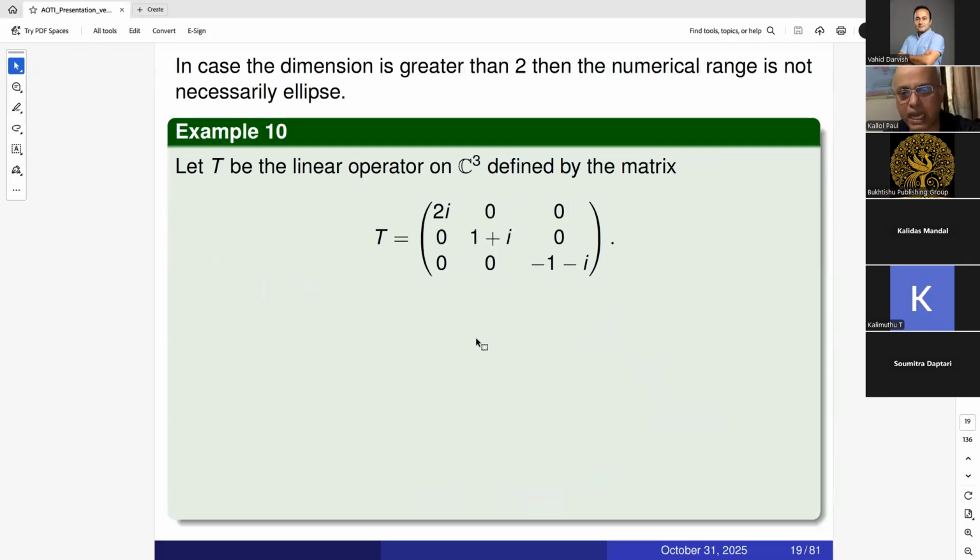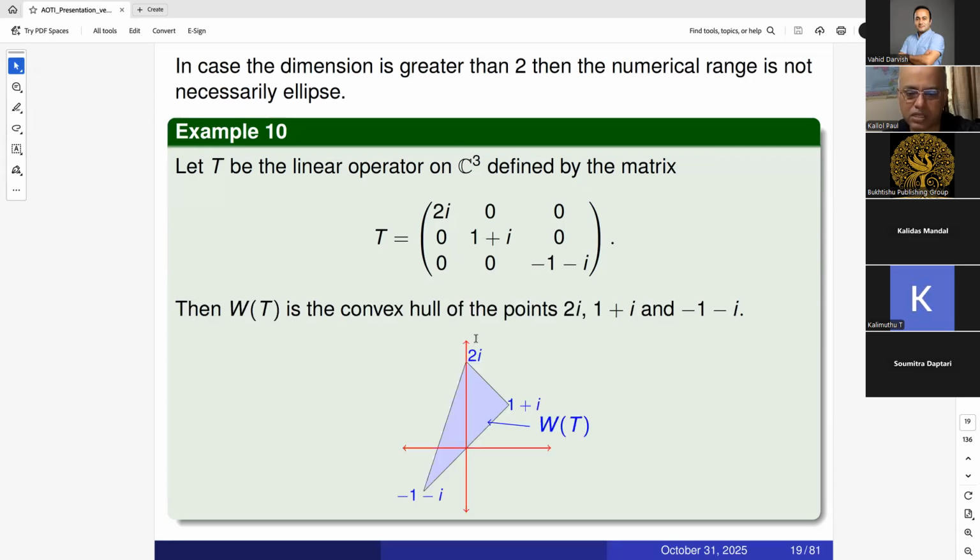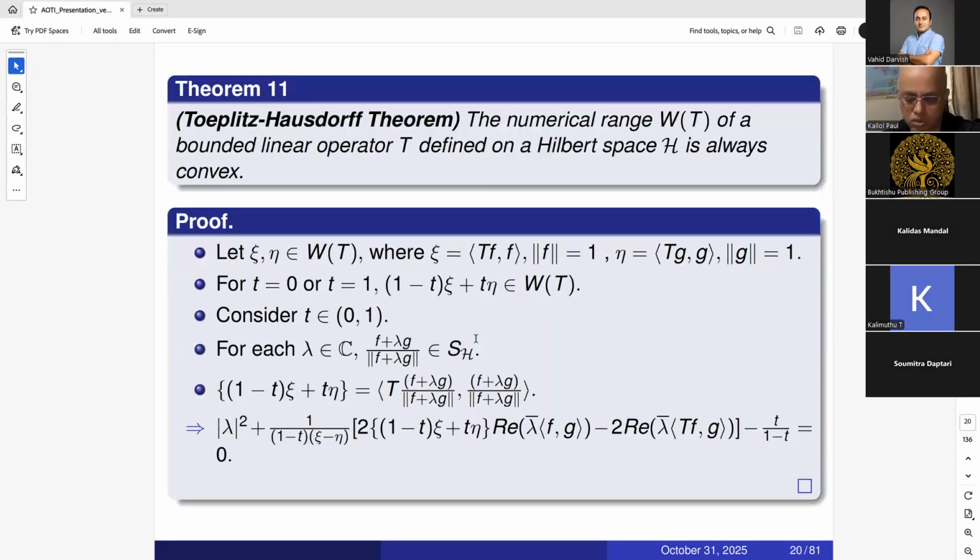So if you look at a diagonal operator like this, twice I, 1 plus I, minus 1 minus I, then it will be basically the convex combination of these 3 diagonal elements. So it will look something like this: twice I, minus 1 minus I, 1 plus I. You can prove it in an elementary way. That's not a big deal. So when the dimension is greater than 2, the numerical range is not necessarily an ellipse, but it may be an ellipse also. We'll see later on how we can actually generate these figures.